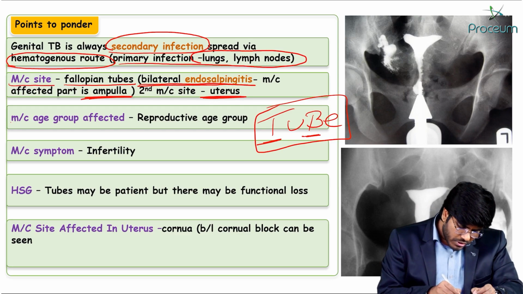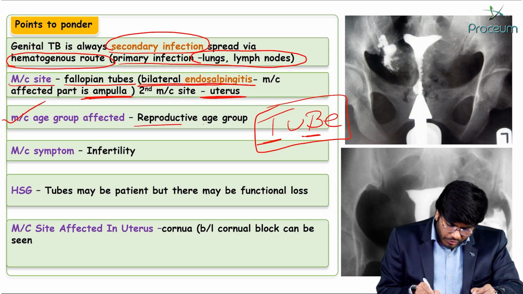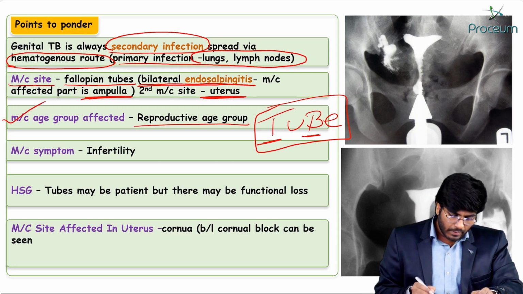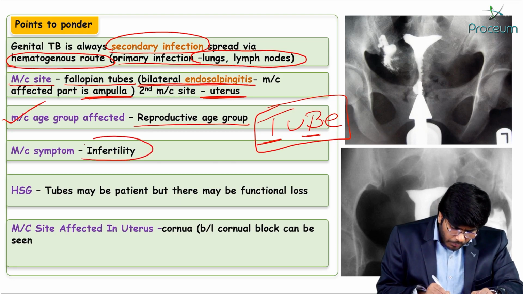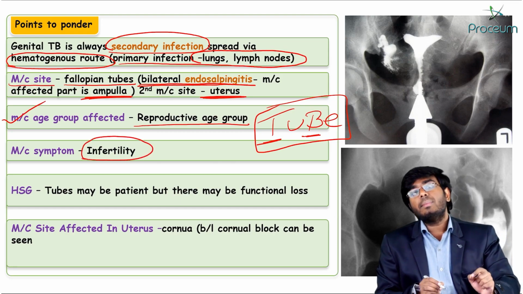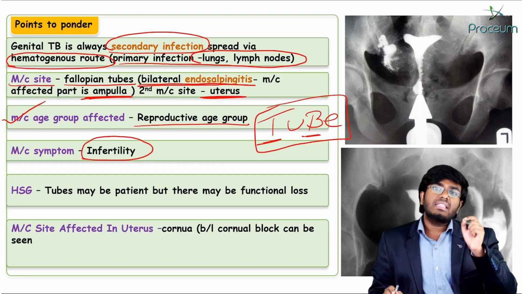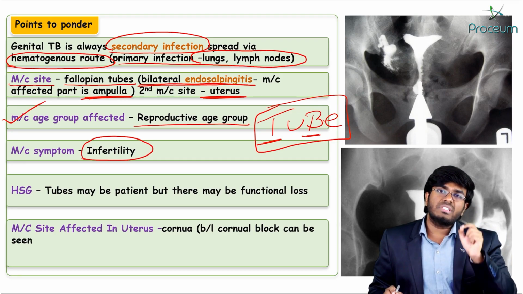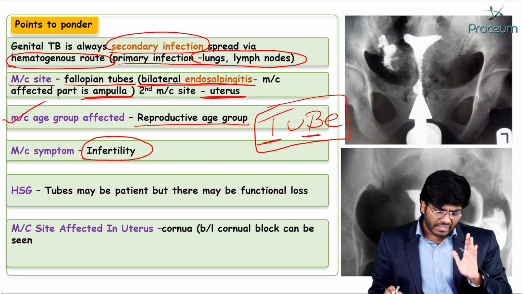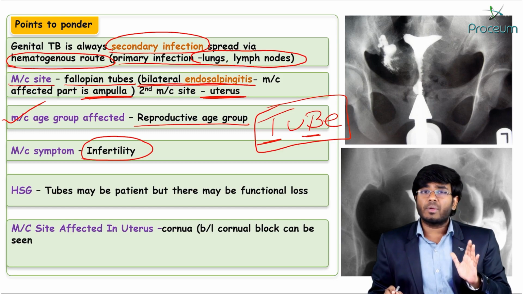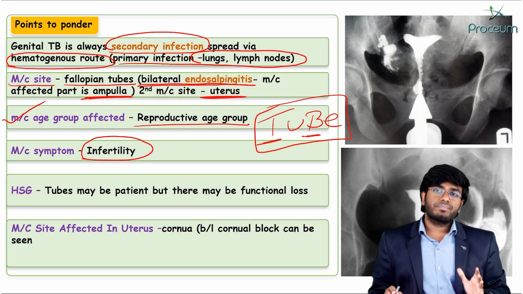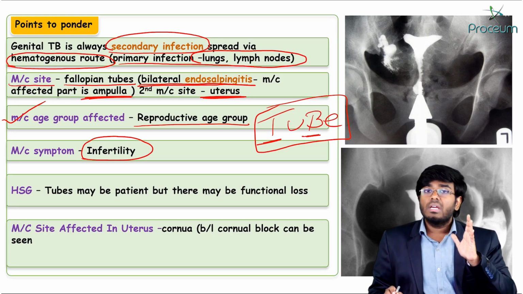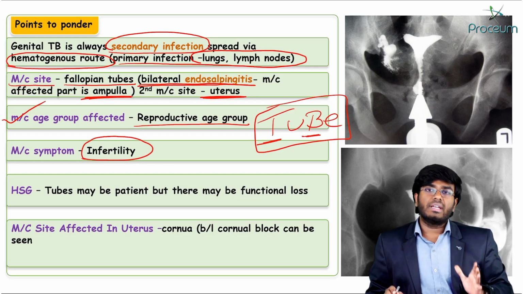Okay, now the most common age group affected is reproductive age women. The most common symptom is very important: infertility. If the female has genital tuberculosis, the first complaint that she is going to give you is infertility. Never get this genital tuberculosis. Why? Because it can make you sterile. It causes very many problems with fertility.